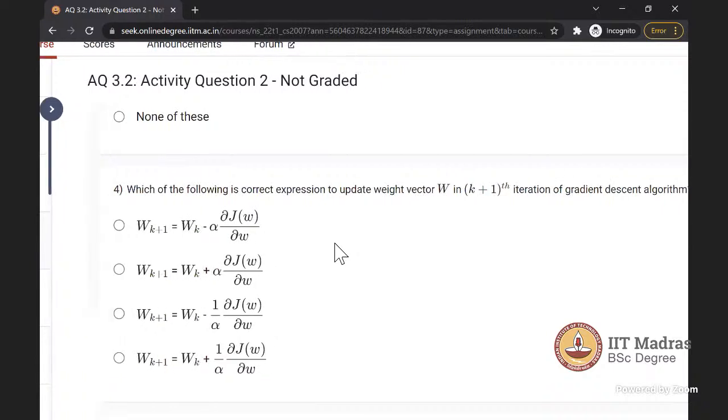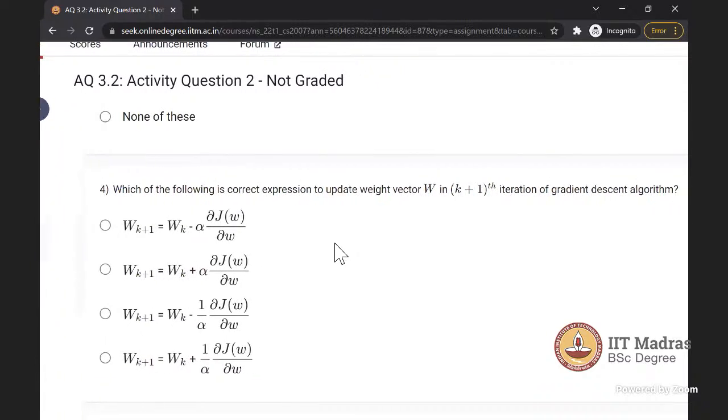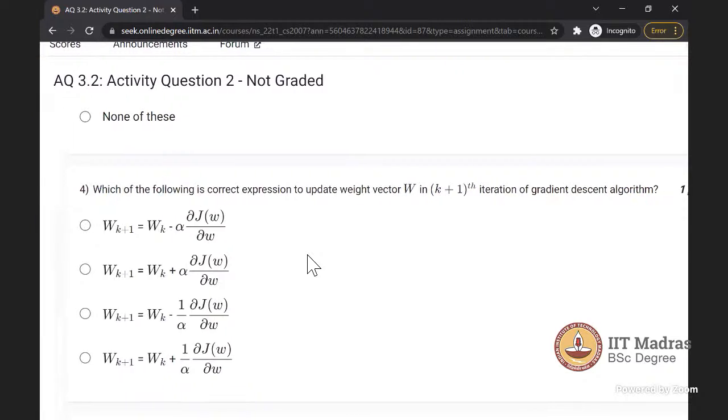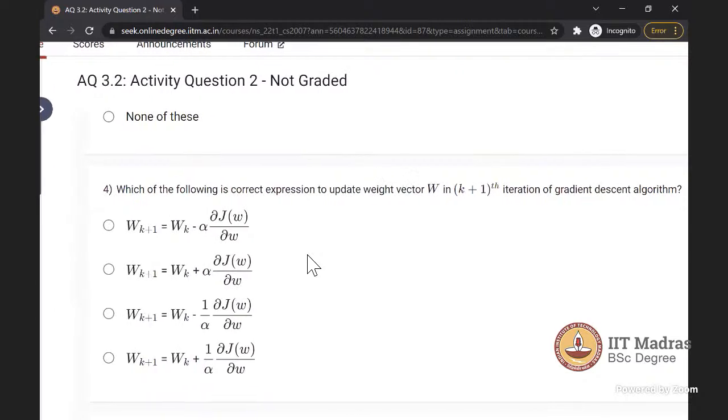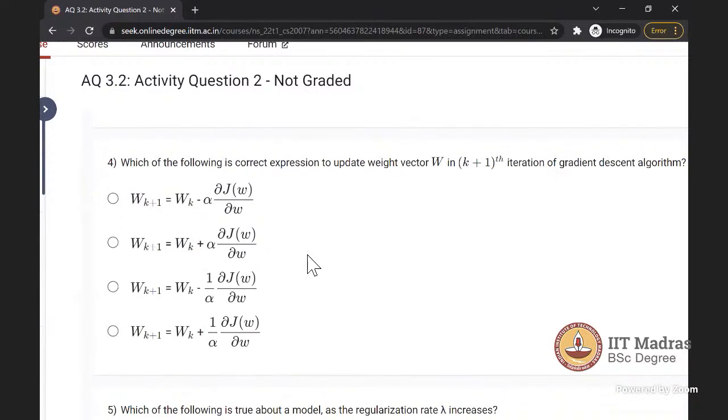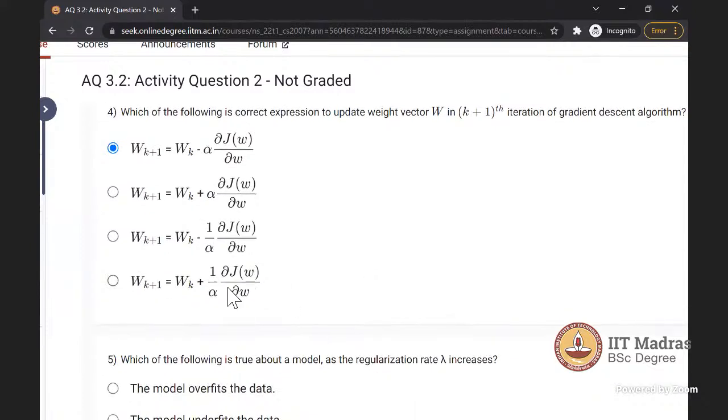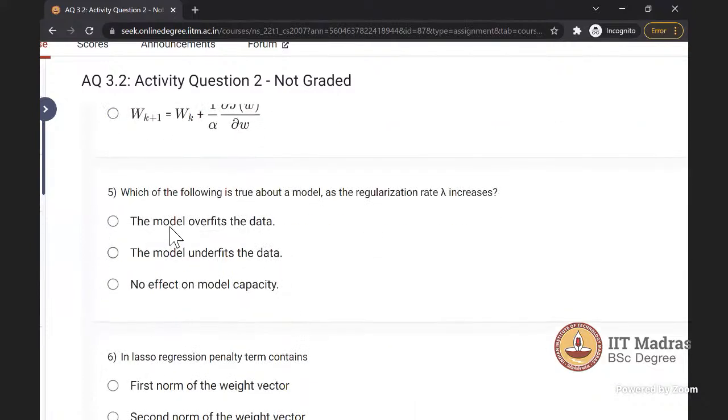Okay. Question number 4. Which of the following is the correct expression to update the weight vector W in the k plus 1th iteration of the gradient descent algorithm? First option, definitely. Second, there's a plus sign. Third, there's 1 by alpha. Fourth also has 1 by alpha and plus. So the first has to be the right one.